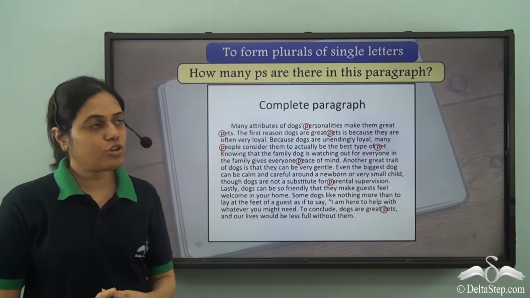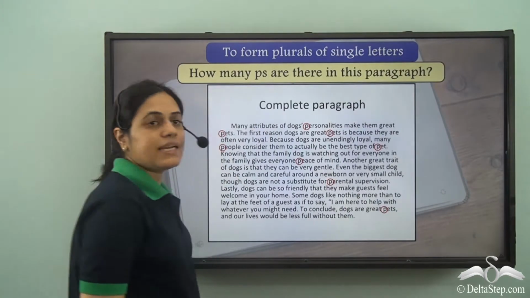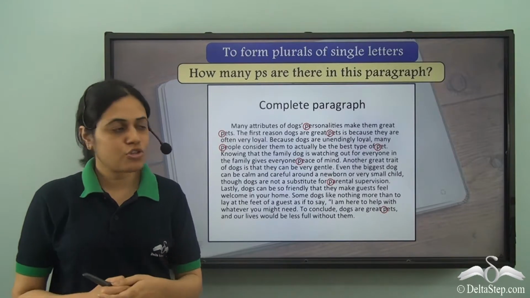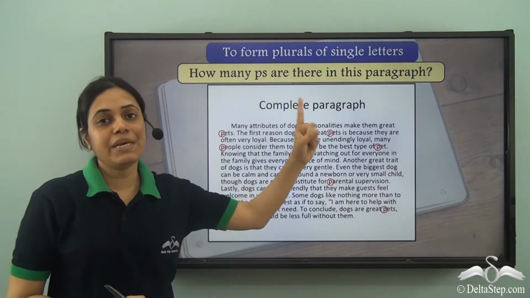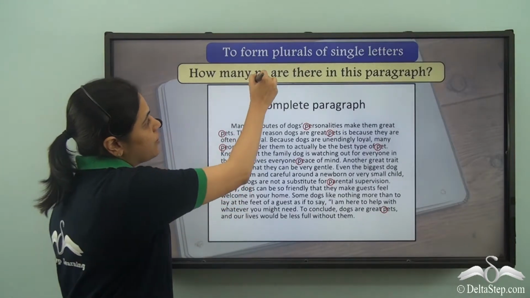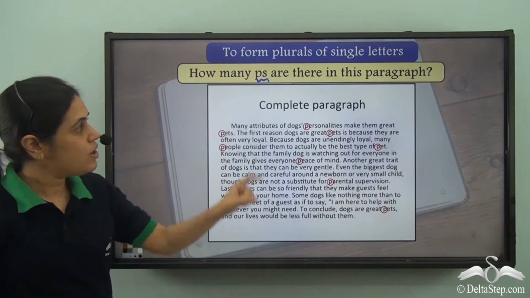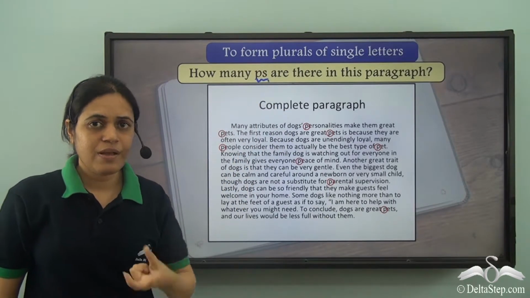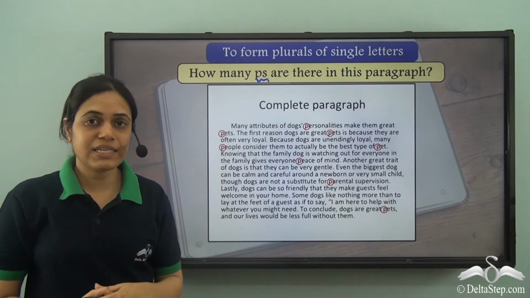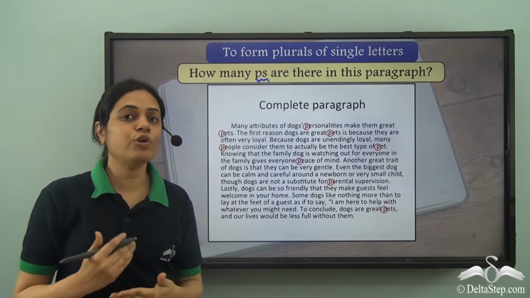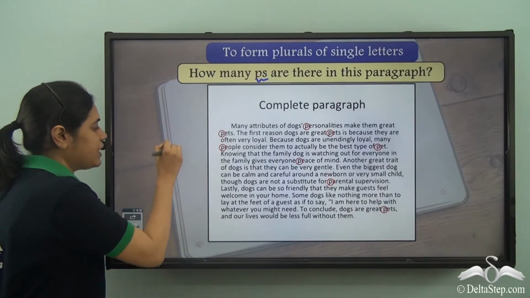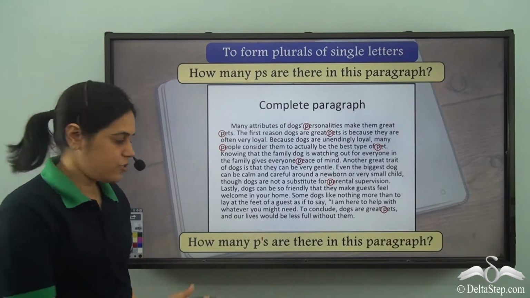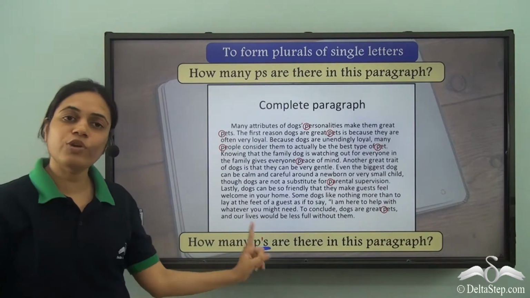Apostrophe S is also used to form plurals of single letters. How many P's are there in this paragraph? Now if I write Ps like this, then it looks like a word PS. So to indicate that we mean the plural of P, I need to write P apostrophe S. So P apostrophe S stands for plural of P.